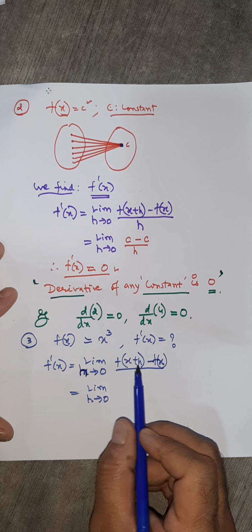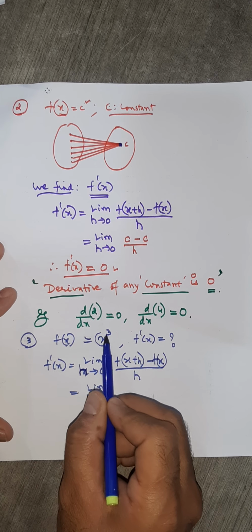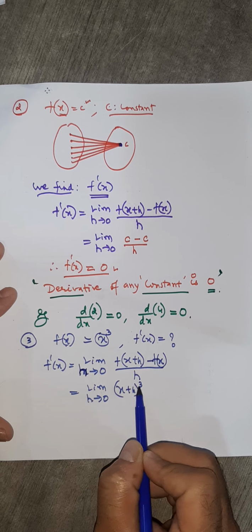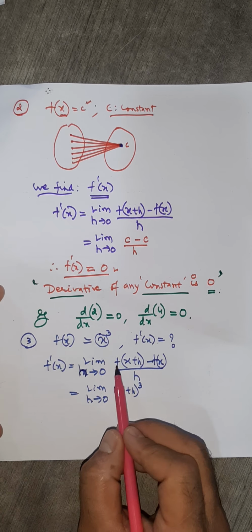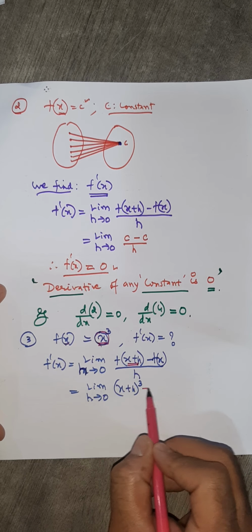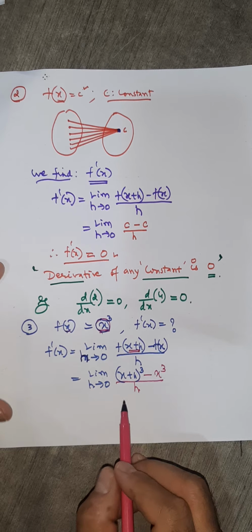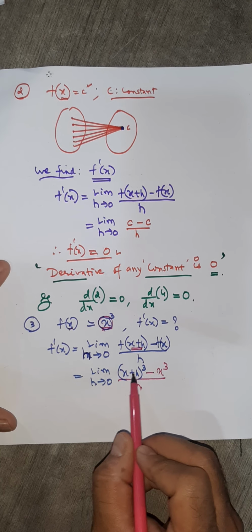What is f of x plus h? As we did, in the formula of the function, instead of x you write x plus h. So x plus h the whole cube. I repeat, in the formula of the function, in place of x you write x plus h. So x plus h the whole cube minus x cube upon h. Now it's a question of limit. So you simplify.